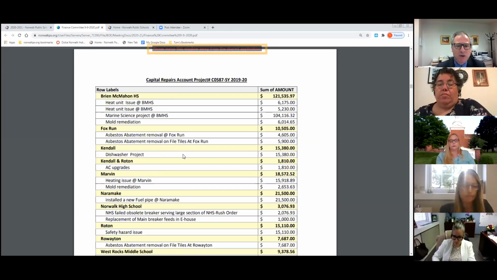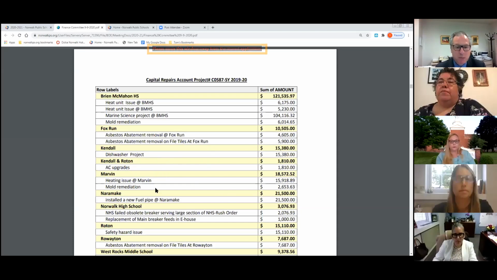So there's asbestos abatement. There was the marine science project at Brian McMahon that ended up costing considerably more than was originally anticipated and was originally available. So some extra expenses ended up being paid from this account. There was a heat issue and boiler issues at Brian McMahon, asbestos abatement at Fox Run, a dishwasher project at Kendall. You can see also the Kendall and Roten air conditioning, a small piece was charged here, probably because we had fully expended the budgets on those.